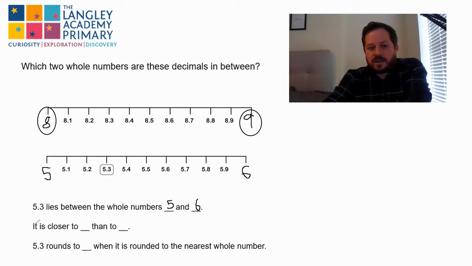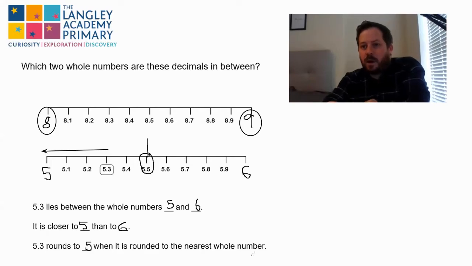The next thing it asks is is it closer to, and remember we're rounding to whole numbers, so we're looking at which two whole numbers it's in between. Is it closer to 5 than to 6? It is closer to 5 than to 6. We can see that because our midpoint is here at 5, which we said is always our split. 5 or more we go up, 4 or less we go down. We are going down to 5. So it is closer to 5 than 6. So we are going to take that number down to 5. So that means 5.3 rounds to 5 when it is rounded to the nearest whole number.